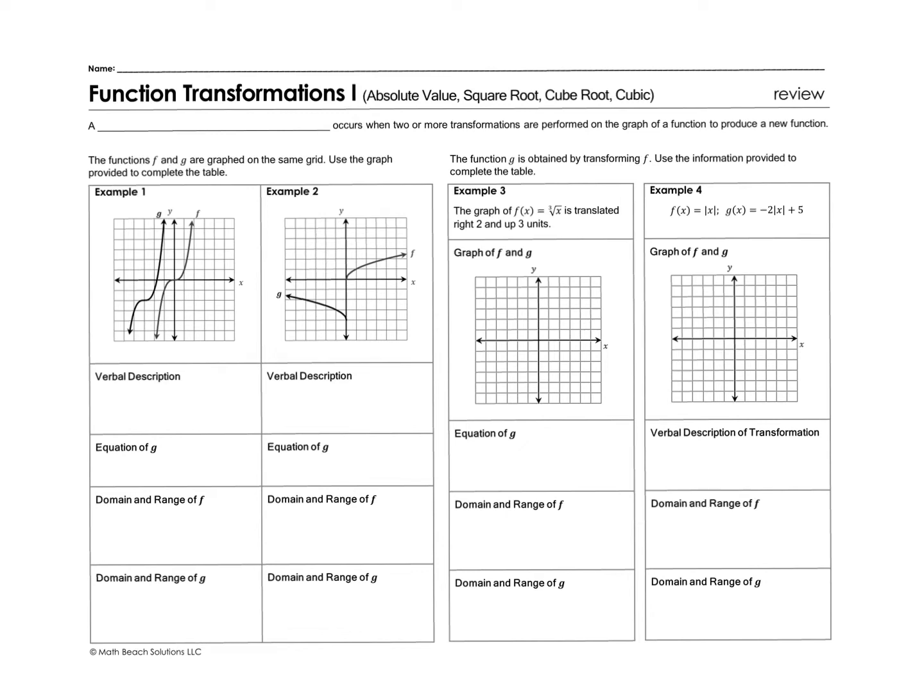Okay, in this lesson we're going to be reviewing the function transformations on absolute value, square root, cube root, cubic, exponential, log, and rational. So we're going to be reviewing these from the beginning of the school year. A composite transformation occurs when two or more transformations are performed on the graph to produce the new one. So we're going to be given some information and we're going to fill in the rest of the chart.